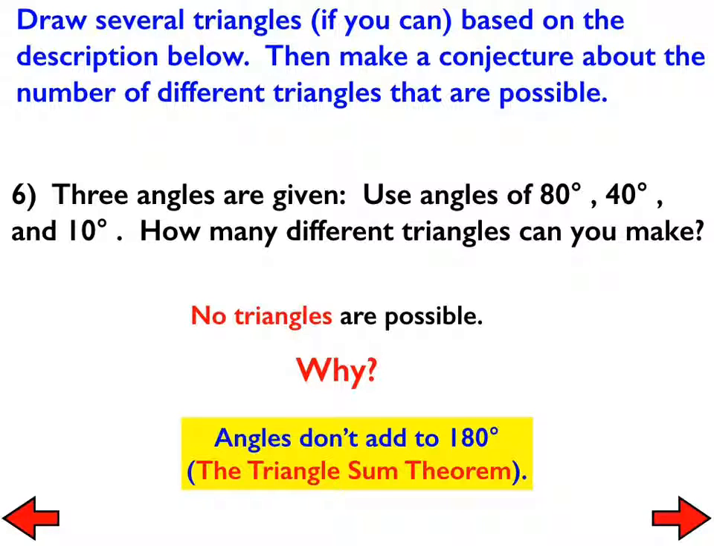So on your homework, if I ask you how many triangles you can make, you can't just write none. Tell me why. Okay, I know it's a yes or no question, but you need to tell me why. Is it because of the angles? The triangle sum theorem is not met? Is it because of the sides? Triangle inequality is not met? What is the problem?